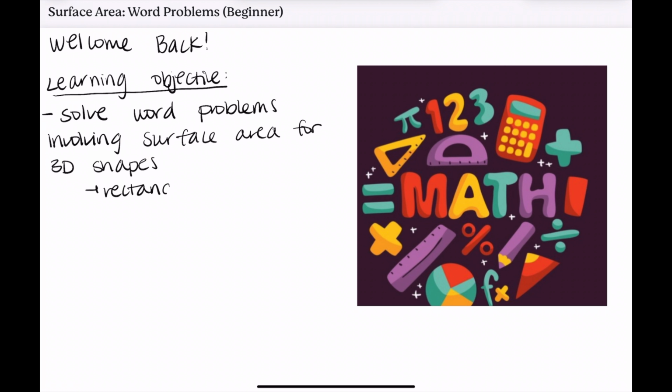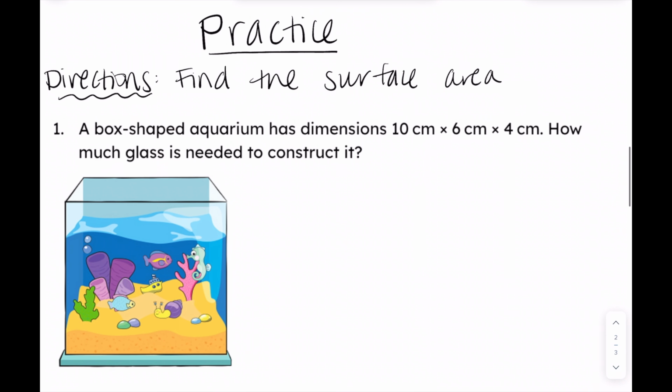For today's lesson, our learning objective is to solve word problems involving surface area for 3D shapes, and it's going to be those same 3D shapes as last lesson: rectangular prisms, cylinders, and cubes. So let's jump right into our practice section.